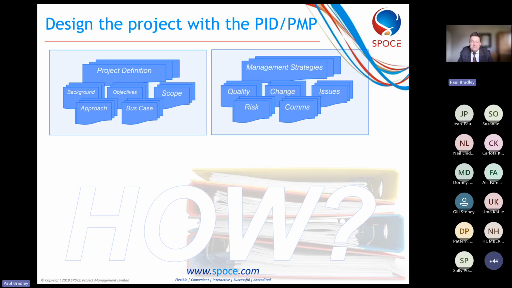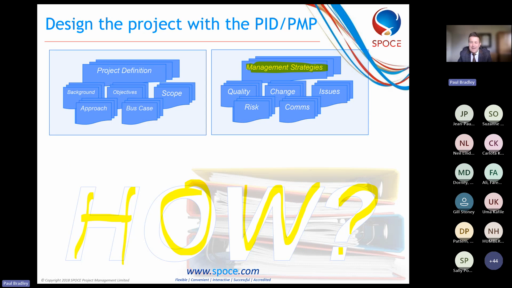we have management strategies. What are management strategies, I hear you ask? Okay, management strategies is basically how we're going to manage the project. So how are we going to plan quality? Well, we're going to plan quality in the way that I've just told you. Okay. What about change control? How are we going to do that?